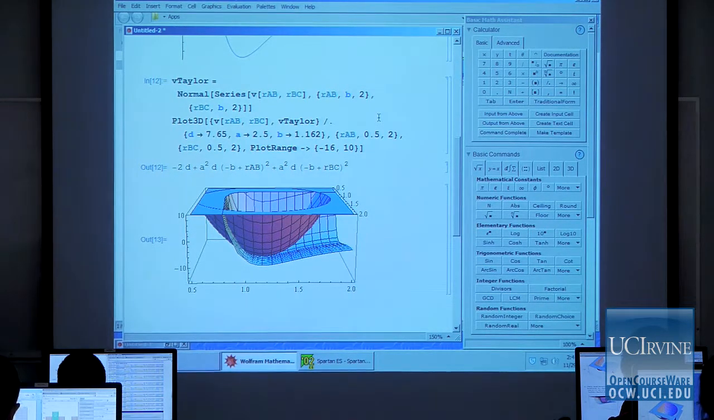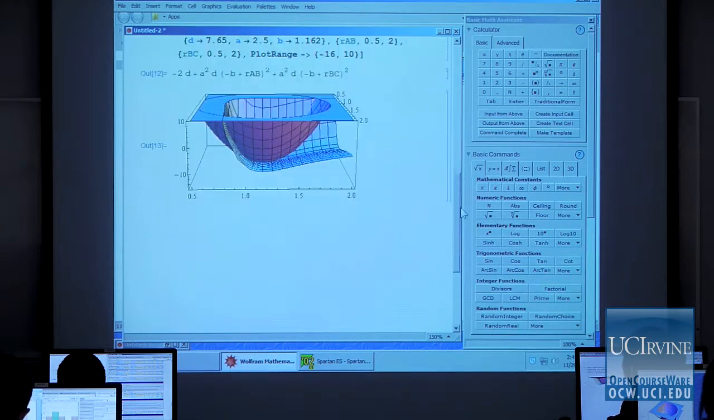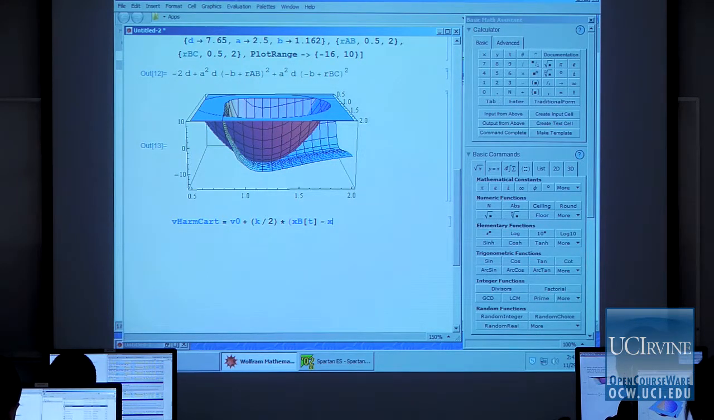All right, the first thing we're going to do is type in the version of this that was derived over there in Cartesian coordinates. I'm going to call that V harm cart, meaning the harmonic potential energy in Cartesian coordinates. I'm going to say that's equal to V0 plus k divided by 2, force constant divided by 2, times, and I'm not going to put the deltas in, I'm just going to call it delta x. So the first term is x capital B of t minus x capital A of t, and then the whole thing squared.